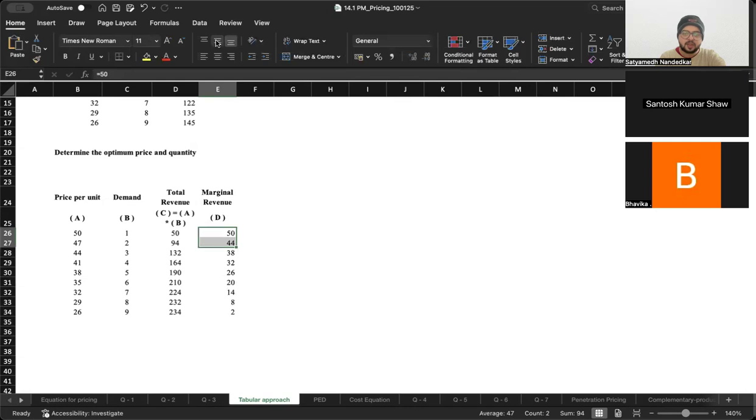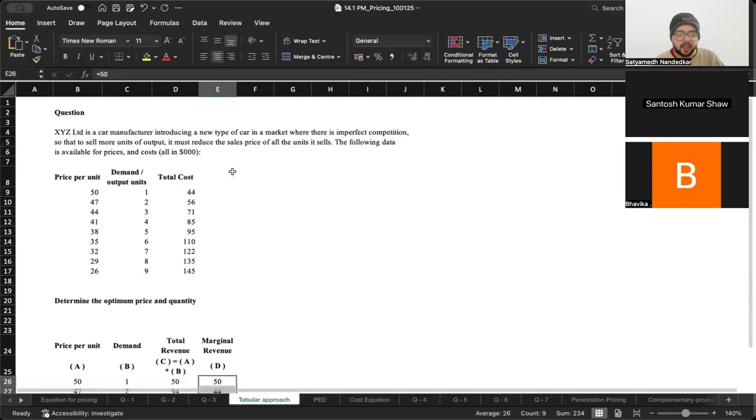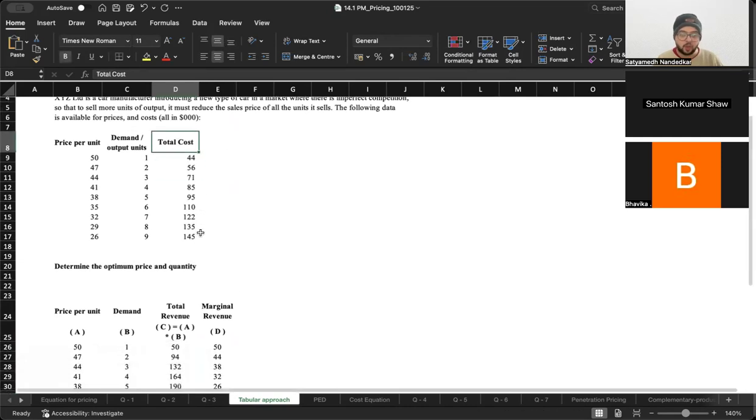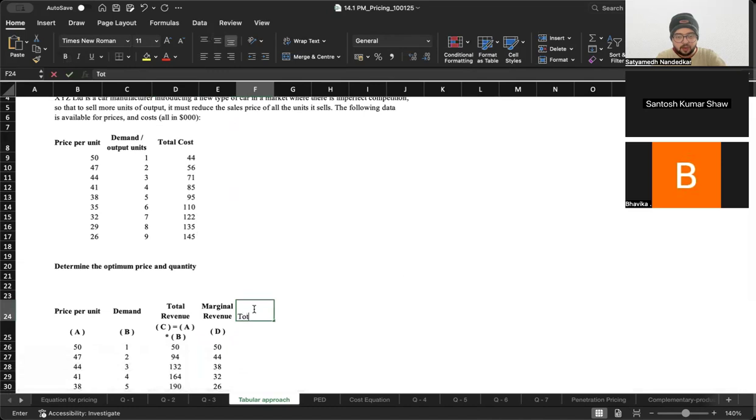Now let's see how the cost part looks. The cost part is given here. This is the total cost. I could call this column E, and we know that this is given to us. We don't have to calculate. This is given to us. Just have a look at the total cost data.